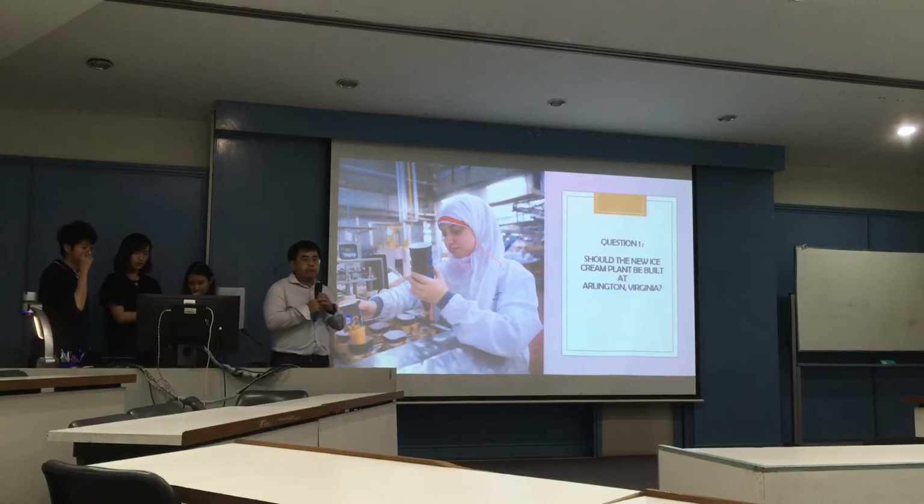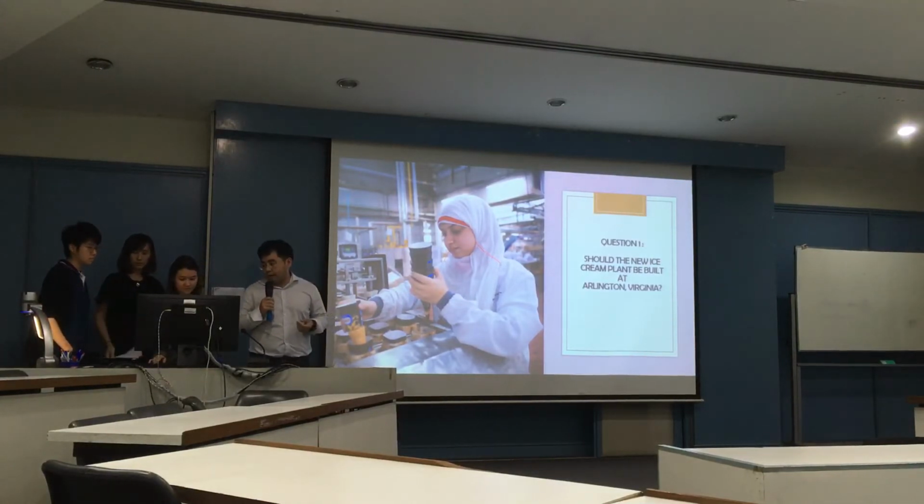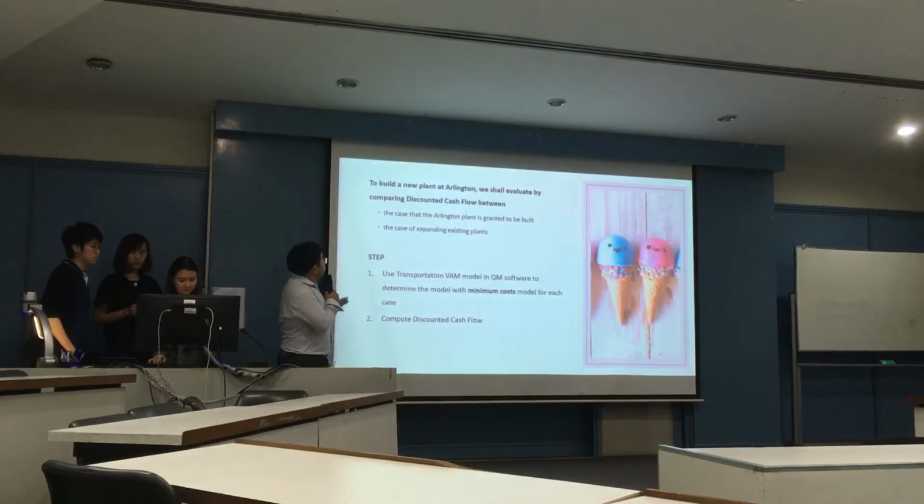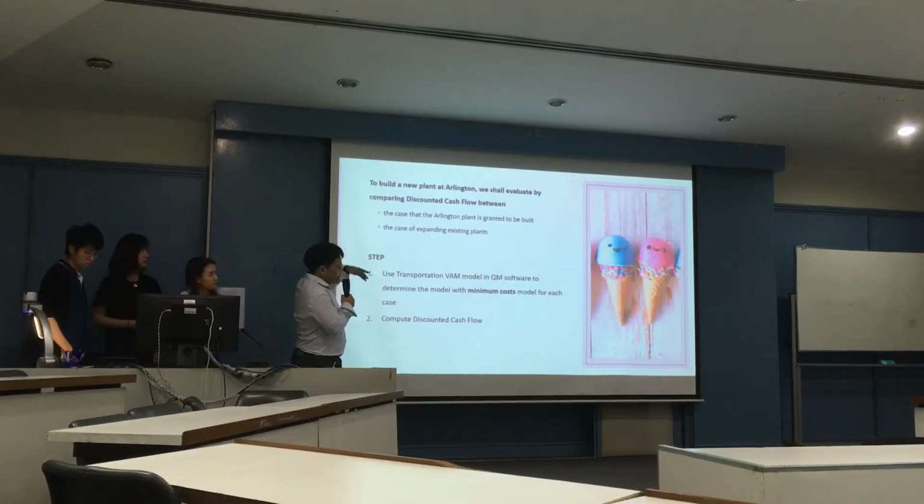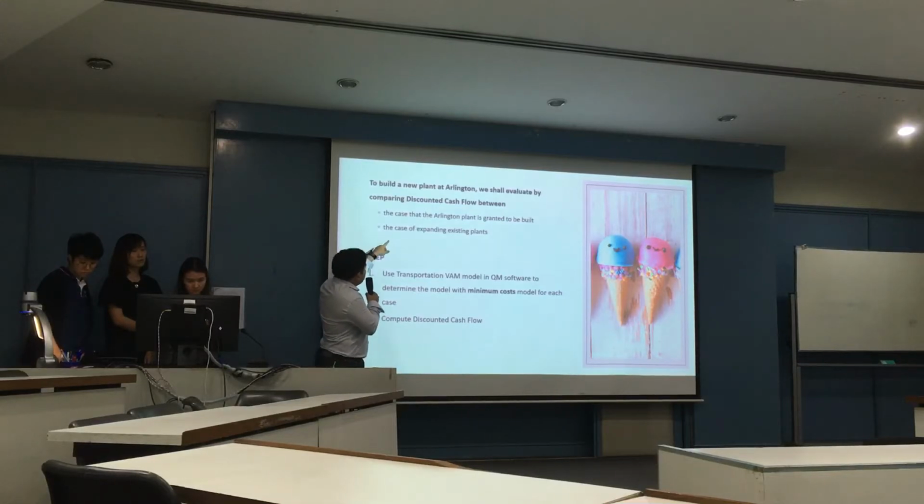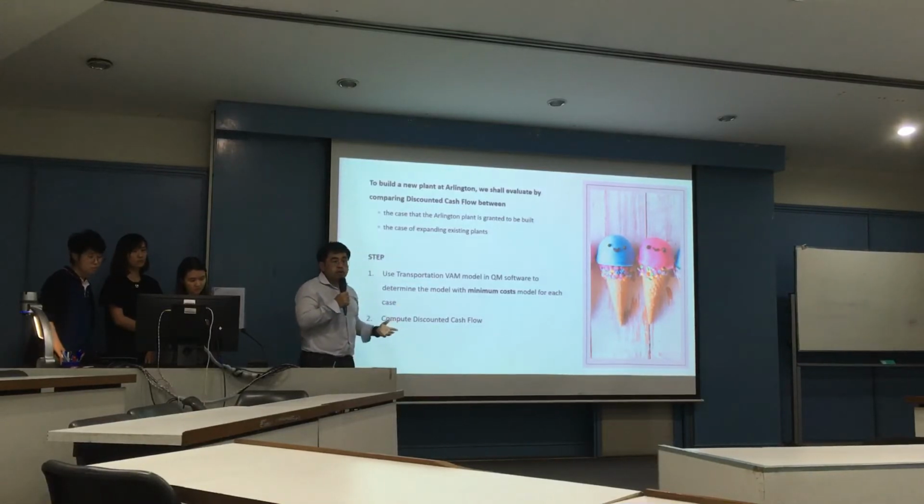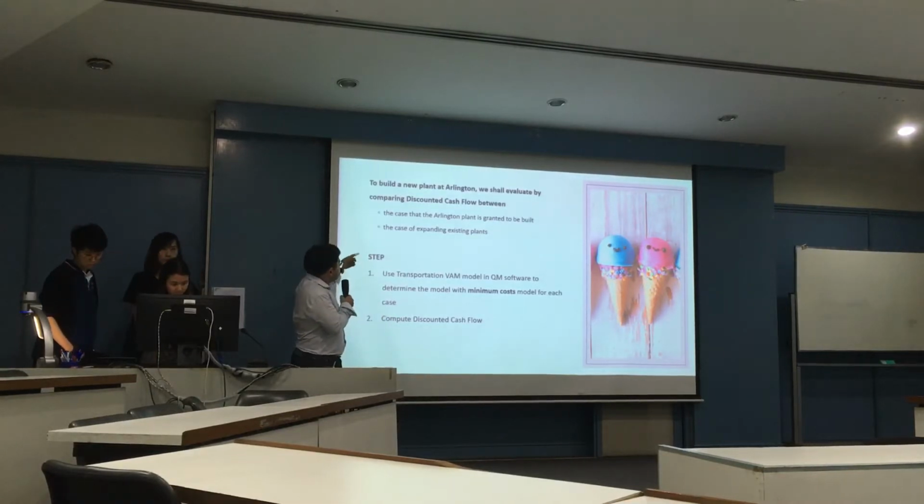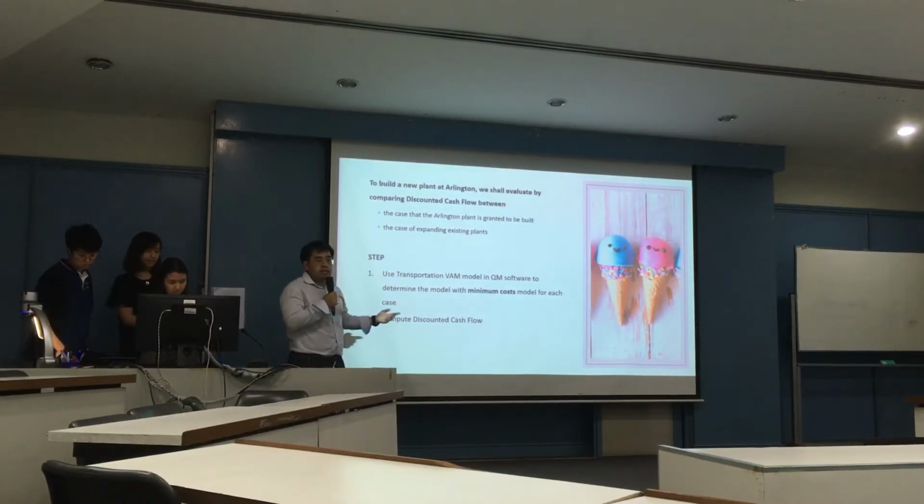Okay, so coming up with question number 1. Should the new ice cream plant be built at Arlington, Virginia? We try to summarize the case into two cases. First, the case that Arlington has been built, so in total there will be 5 factories. And for the second case, we'll be expanding our existing plant.